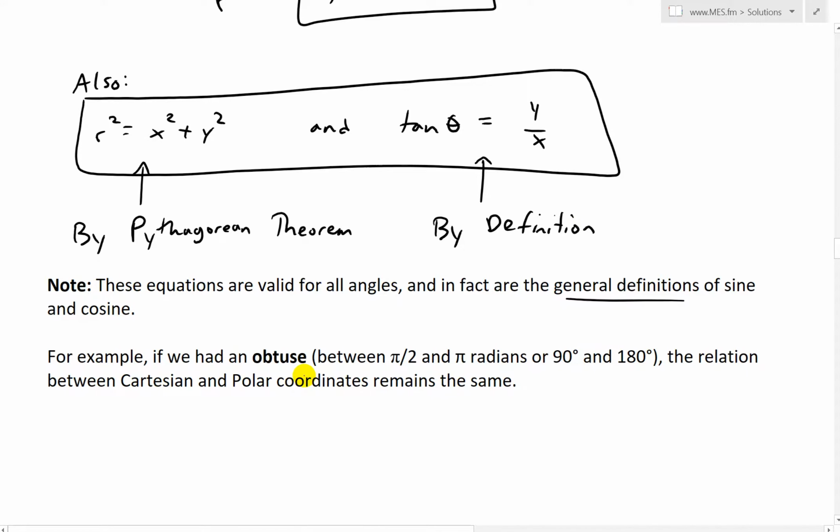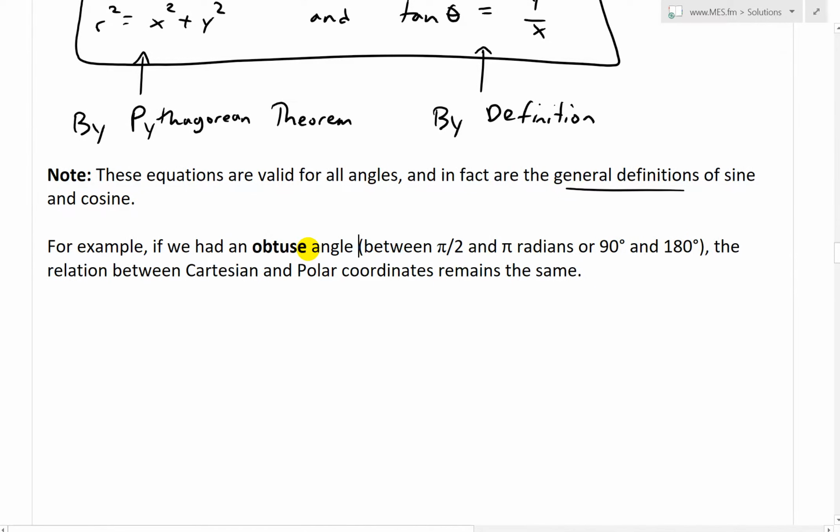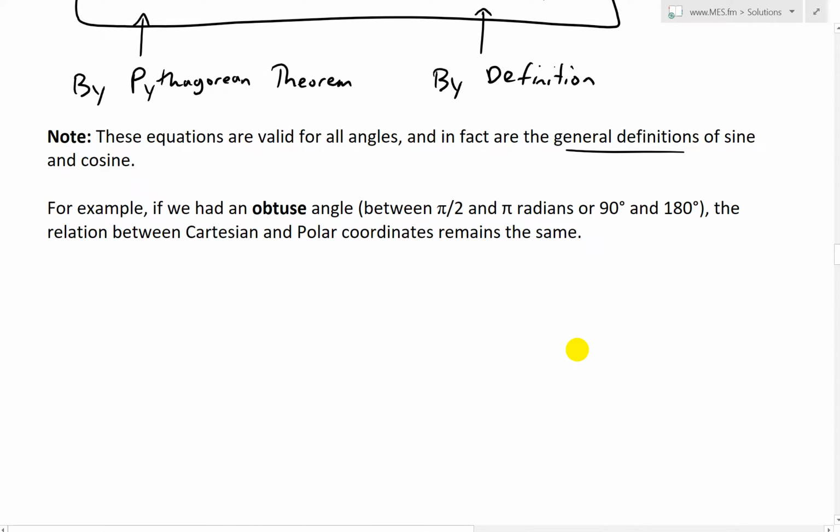For example, if we had an obtuse angle, between pi over 2 and pi, or in other words 90 degrees and 180 degrees, or if you believe in tau instead of pi, you can go from tau over 4 to tau over 2. Anyways, that's a discussion for a later day. The relation between Cartesian and polar coordinates remains the same.